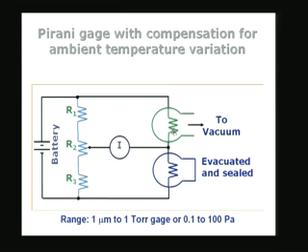The resistance of this element is going to change because of the pressure to which it is exposed. Therefore, the bridge is going to go out of balance, and a certain imbalance current will flow here, and this imbalance current will directly be proportional to the vacuum pressure.